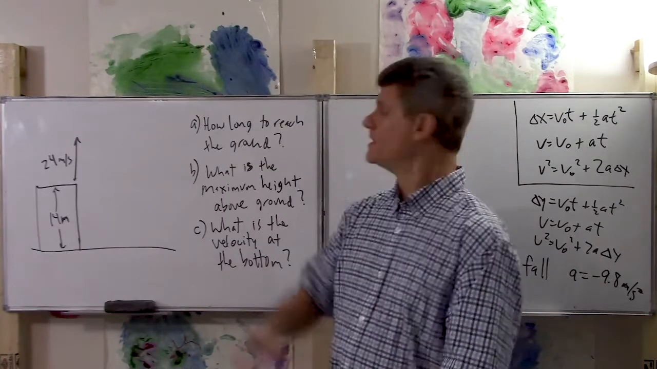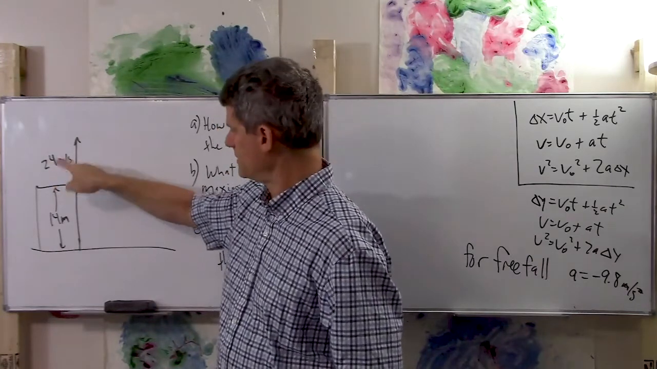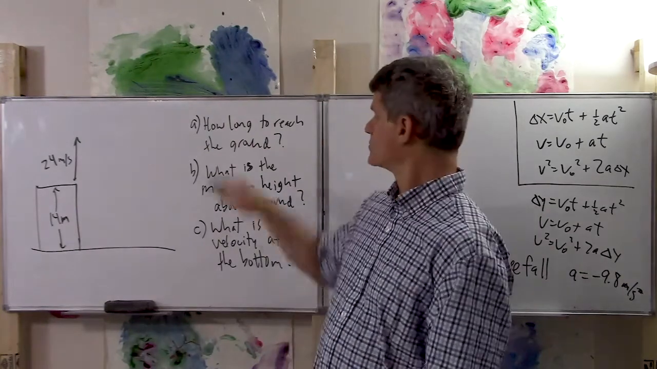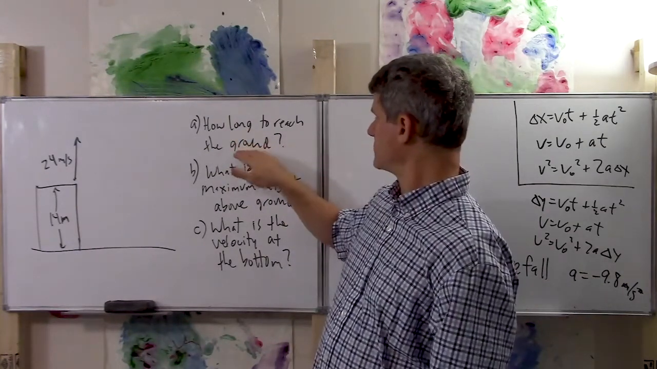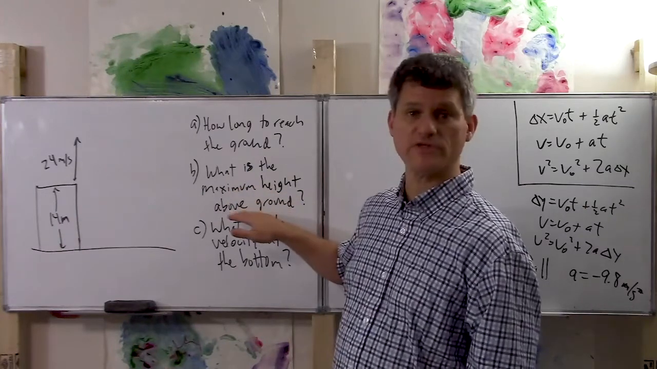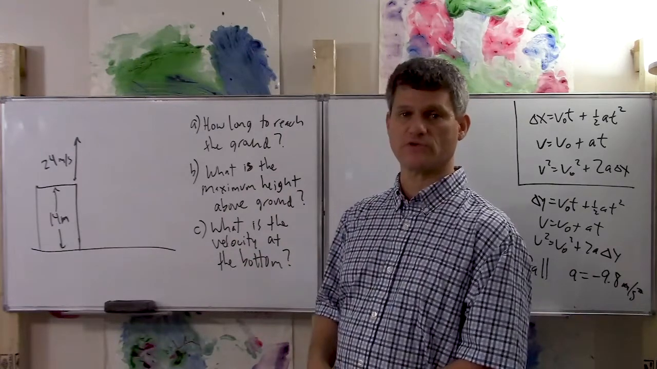For our next example, an object is thrown directly upward at a speed of 24 meters per second from the top of a building that is 14 meters high. So the question is, how long does it take to reach the ground? And what is the maximum height above ground that it reaches? And then finally, what is the velocity at the bottom? That is when it reaches the ground.